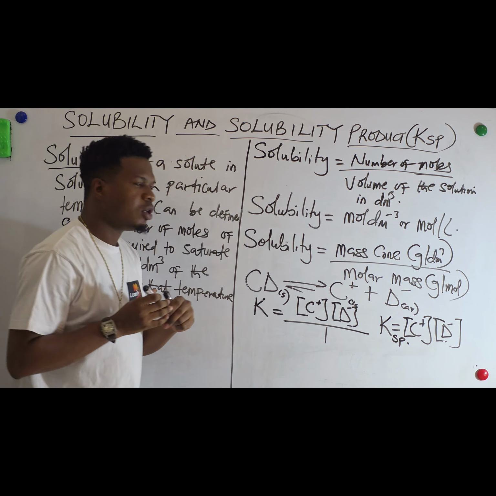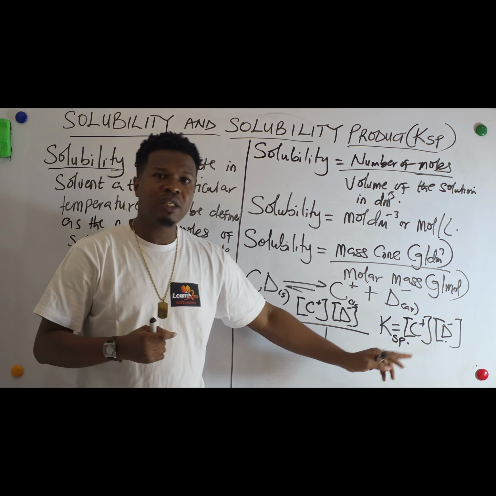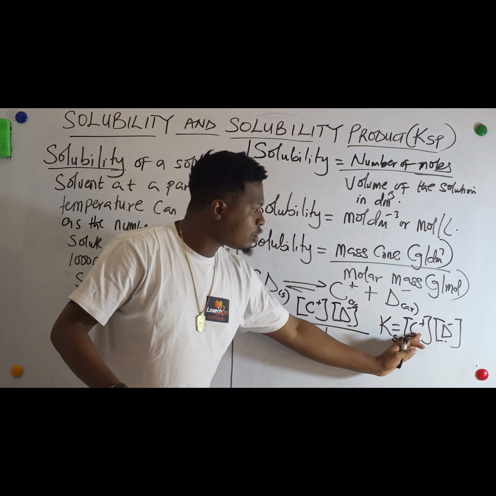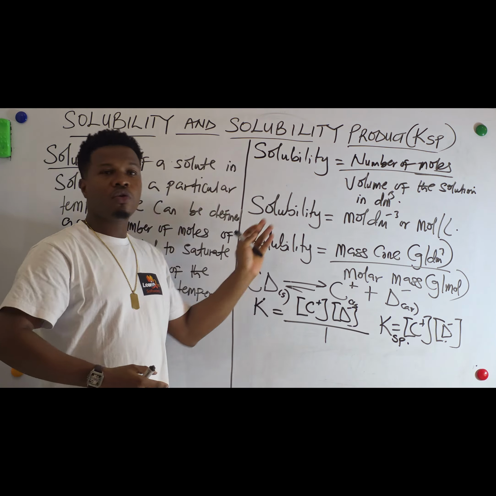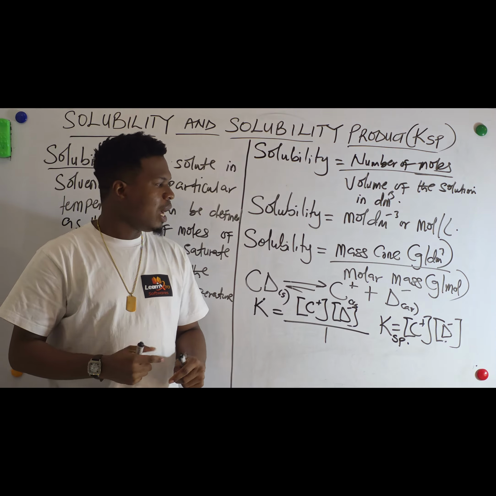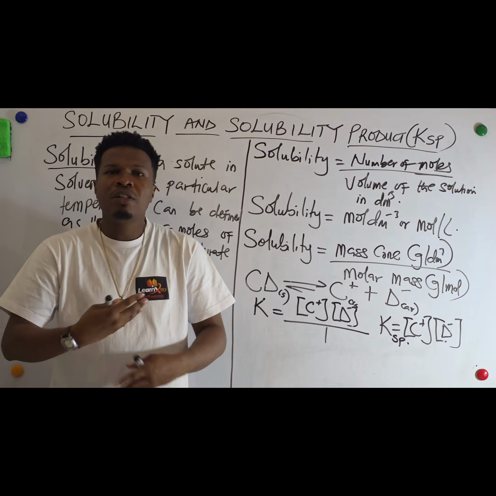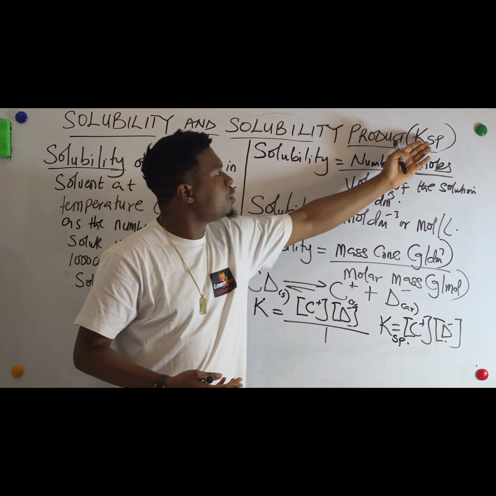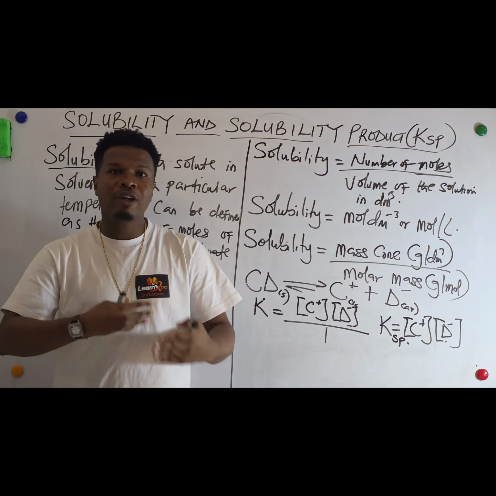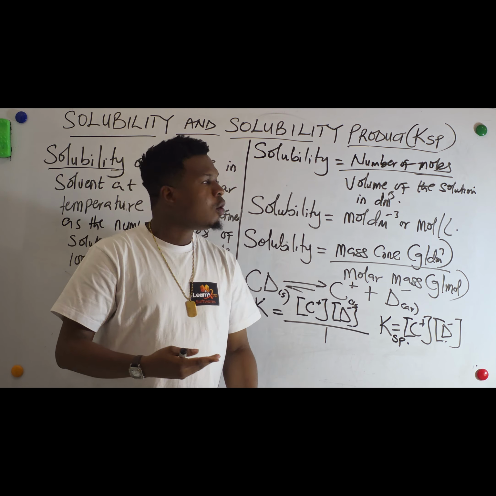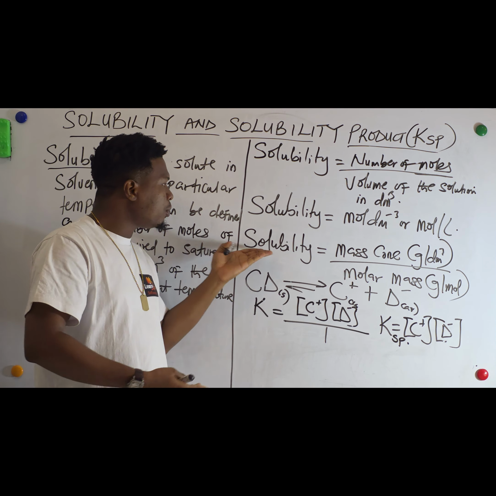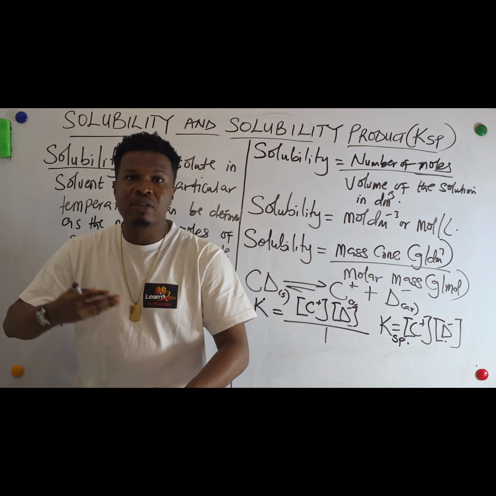The product of the concentrations of these ions gives us what we call the solubility product. So the solubility product is the product of the solubilities of the ions that make up the solution. Now, how can we get this solubility product? We can get it depending on the compounds that are ionizing. In the next video, we will talk about how to determine the solubility product of different compounds in solutions.